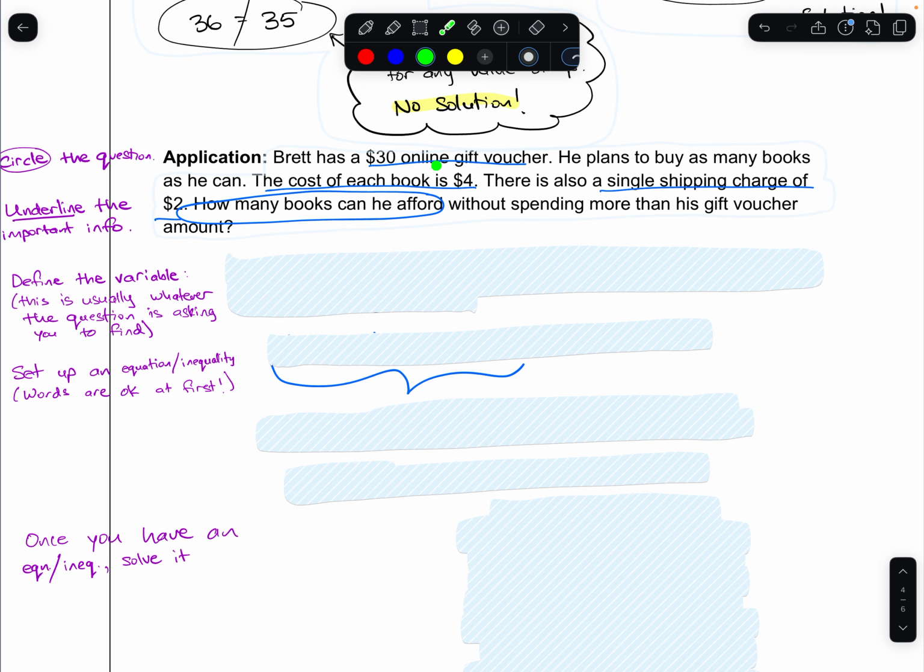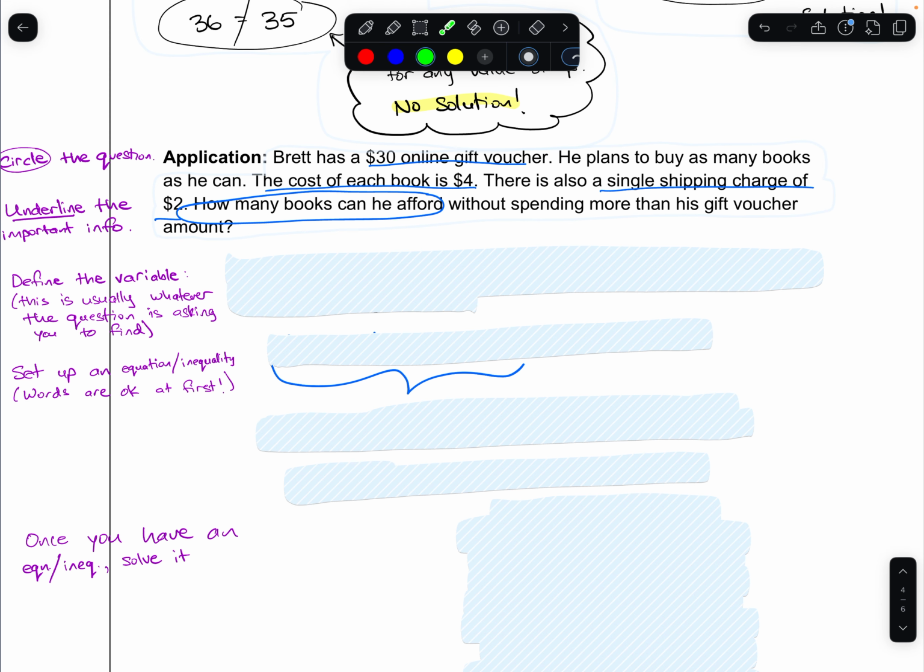All right, hopefully you underlined that Brett has a $30 online voucher, and we should underline that the cost of each book is $4. It's also important to know that there's a single shipping charge of $2. The question we're asked is, we're asked to find how many books can he afford.